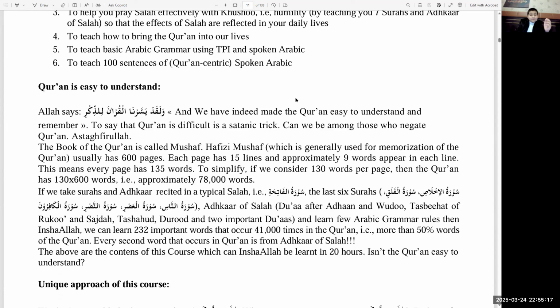Then, inshallah, we can learn 232 important words that occur 41,000 times in the Quran. More than 50% of the words in the Quran. Every second word that occurs in the Quran is from adhkar of salah. The above are the contents of this course, which can inshallah be learned in 20 hours. Isn't the Quran so easy to learn?